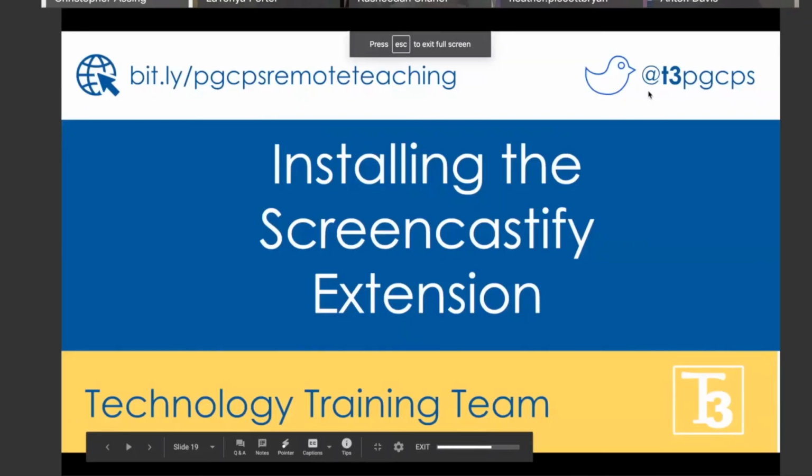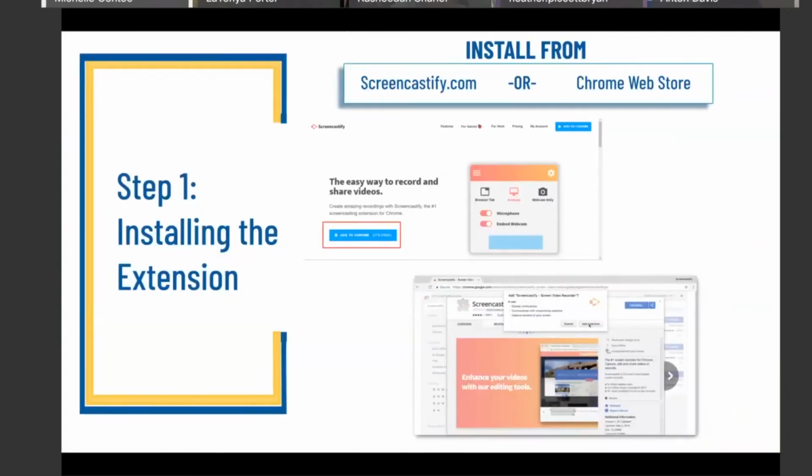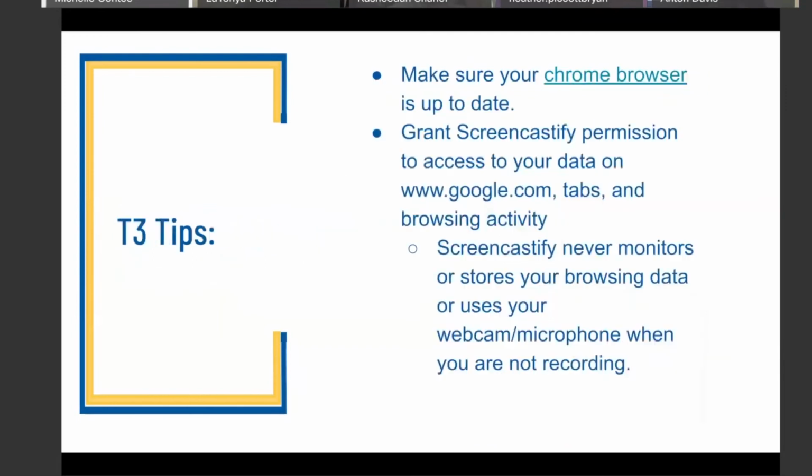All right, so let's talk about installing the Screencastify extension. And these instructions are coming to you when Chris sends out the email following our webinar. Okay, you may not get it today, bear with us, but it's coming. You can install the extension directly from the screencastify.com site or from the Chrome Web Store. When you go to screencastify.com, you're going to see a blue button that says Add to Chrome if you don't already have Screencastify installed on your computer.